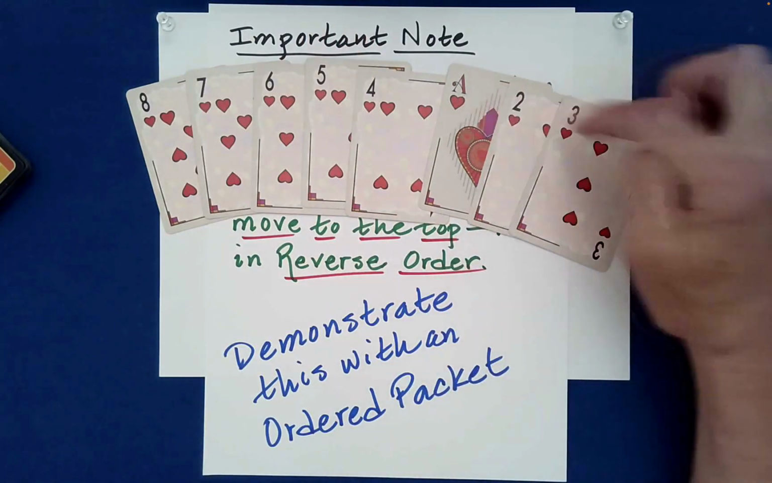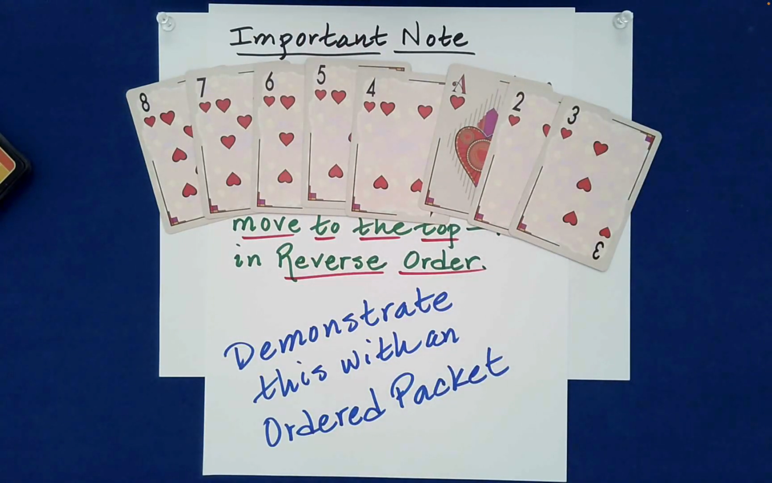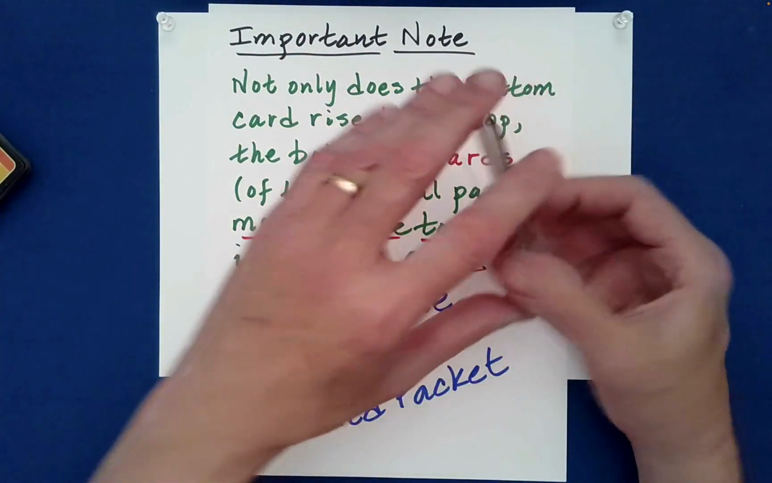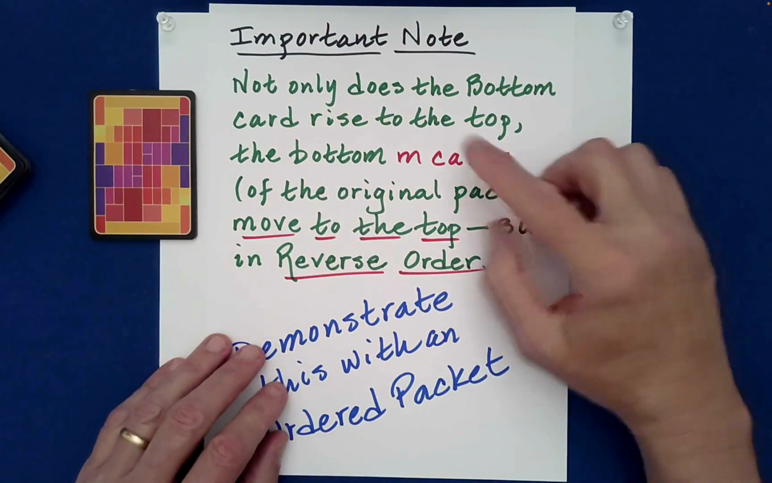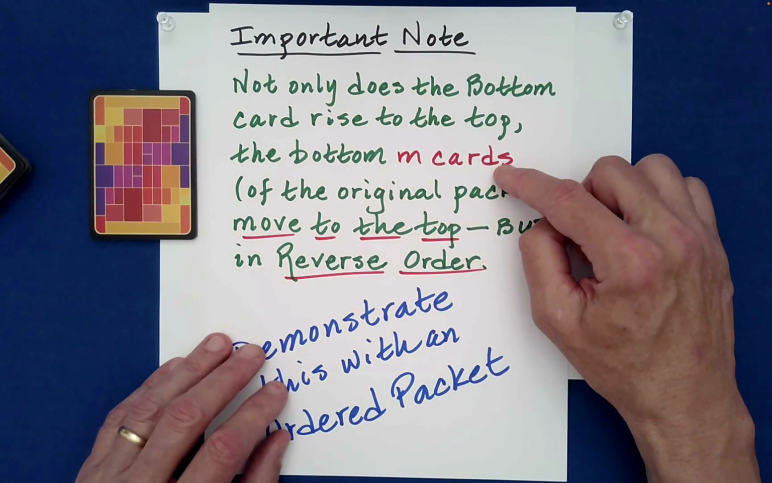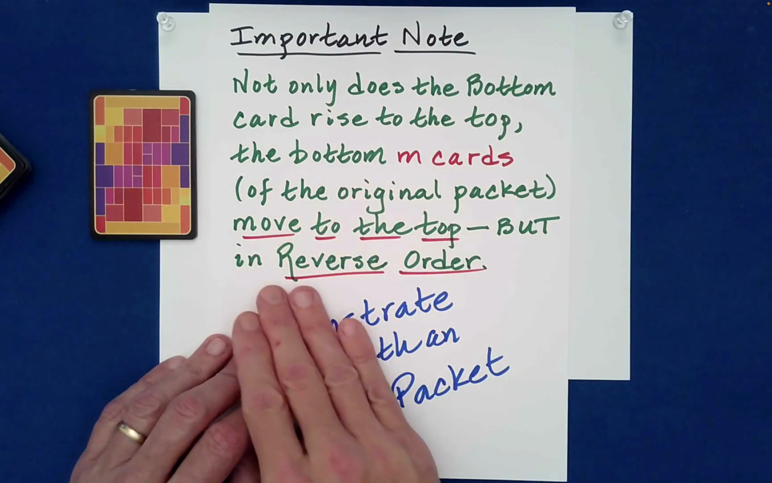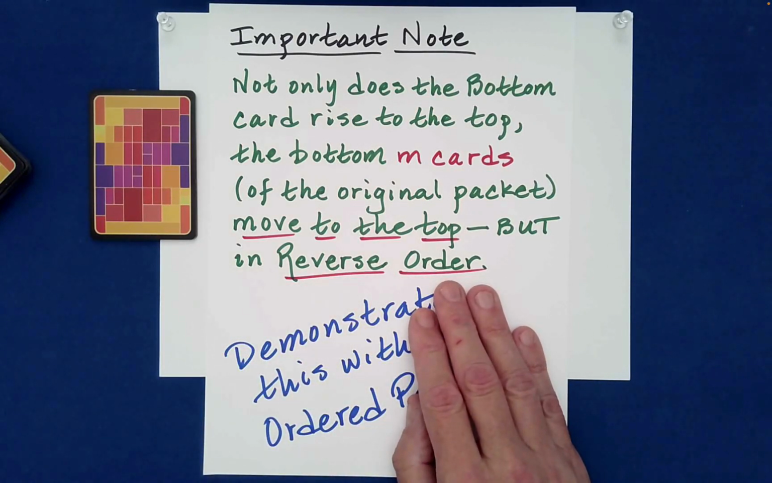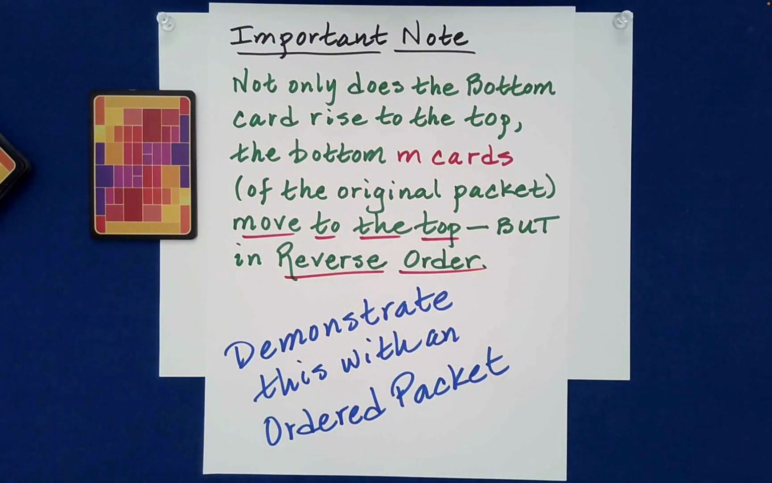And then the other cards in this particular case will just be ace, 2, 3, but not in reverse order. Okay? So that's a really powerful principle: you can preserve not only the bottommost card, but you can preserve the bottom M cards, as long as you realize that they will now be in the reverse order to what they were in the starting packet. So that's one more consequence of the sandwich principle.